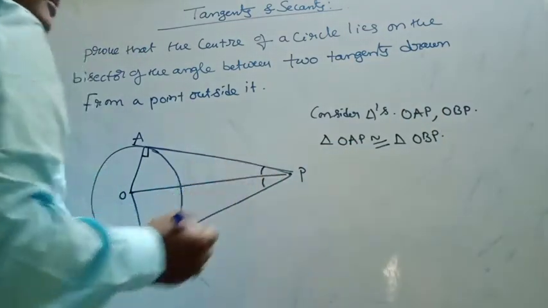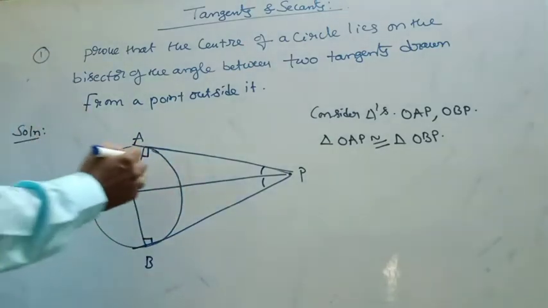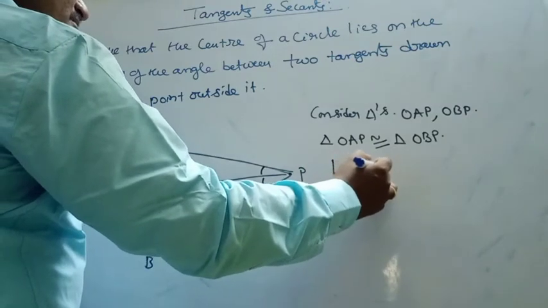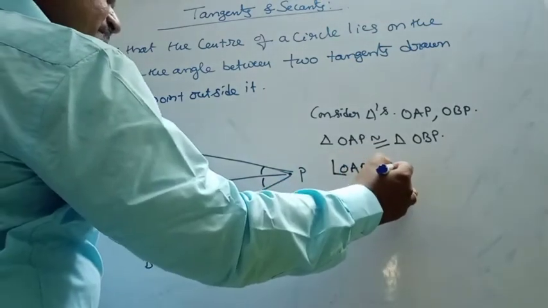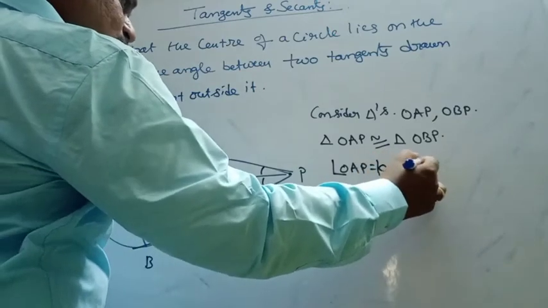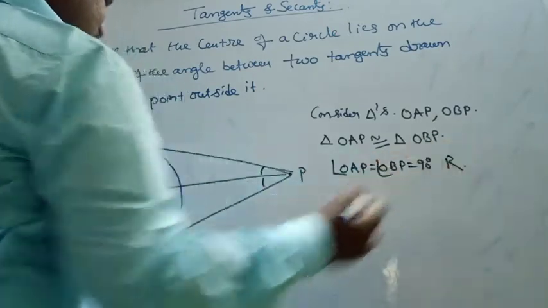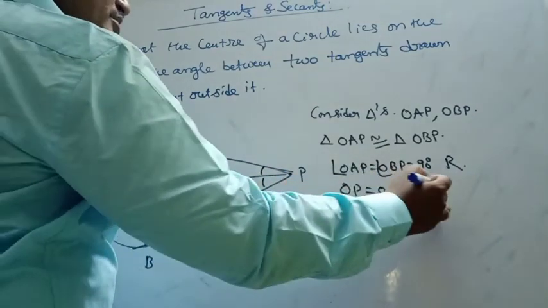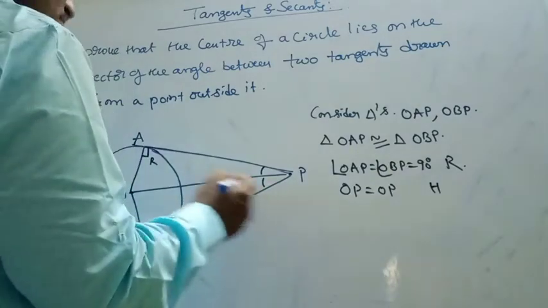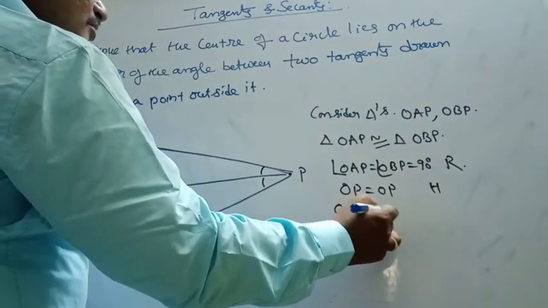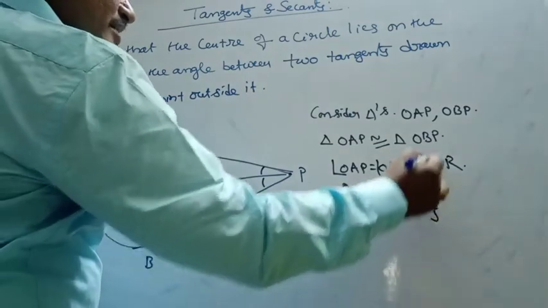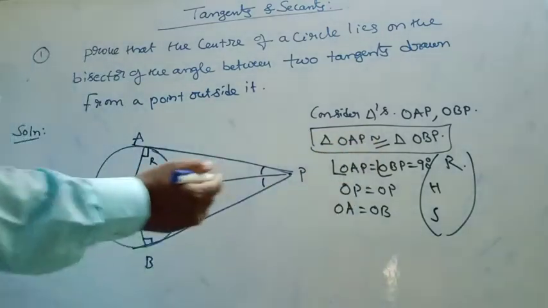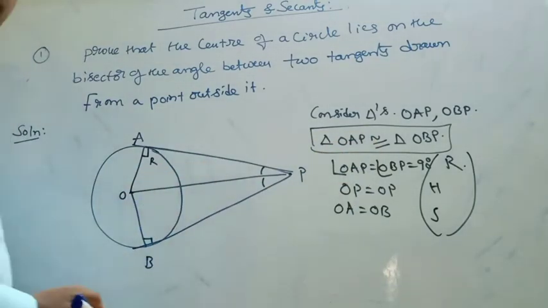How are they congruent? This is a right angle here. Angle OAP is equal to angle OBP, which is equal to 90 degrees. And OP is equal to OP, which is the hypotenuse. And you know that OA equals OB, because they are radii. By RHS congruency they are congruent, my dear students.